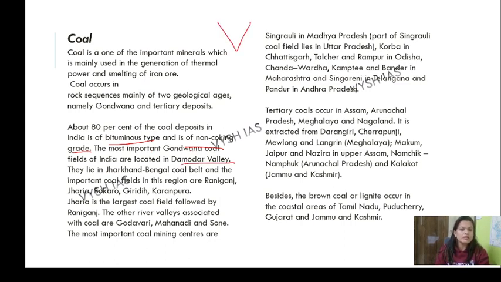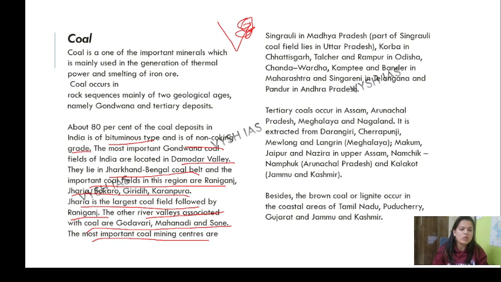Again, we talk about the Damodar, Son and Godavari basins. We had already talked about that in the previous lecture. They lie in the Jharkhand, Bengal coal belt. The important coal fields in the region are Raniganj, Jharia, Bokaro, Giridih and Karanpura. Jharia is the largest coal field, followed by Raniganj. The other river valleys associated with coal are Godavari, Mahanadi and Son.